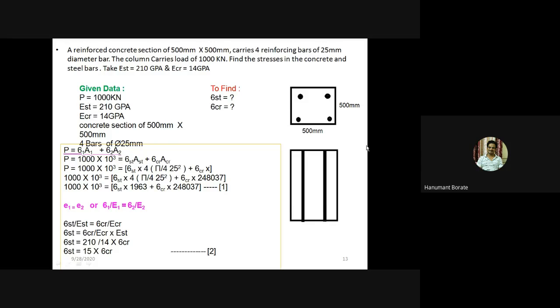The given load is 1000 kilonewton, and the load applied is a compressive load. The steel member's Young's modulus is 210 GPa. The concrete material's Young's modulus is 14 GPa. The cross section of the concrete is 500 by 500, meaning it is a square concrete section.